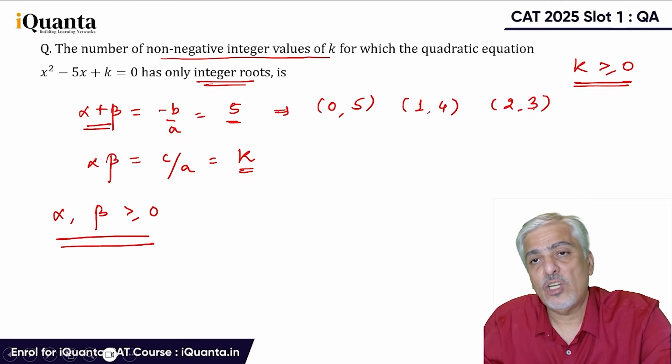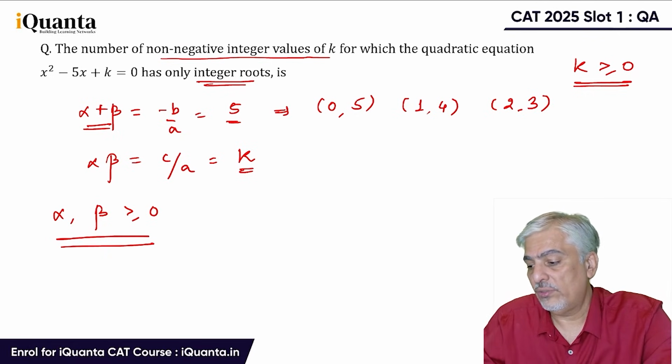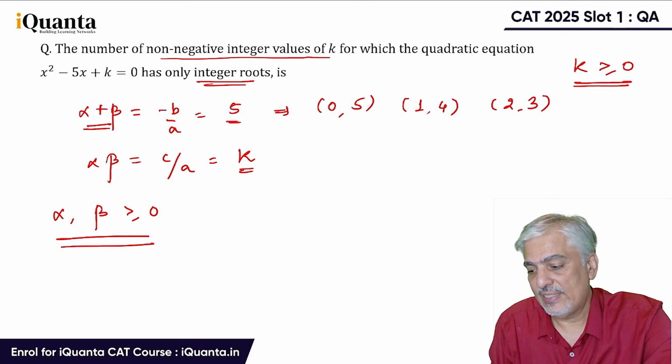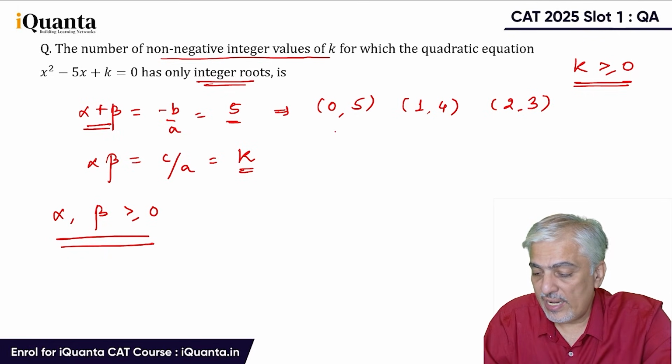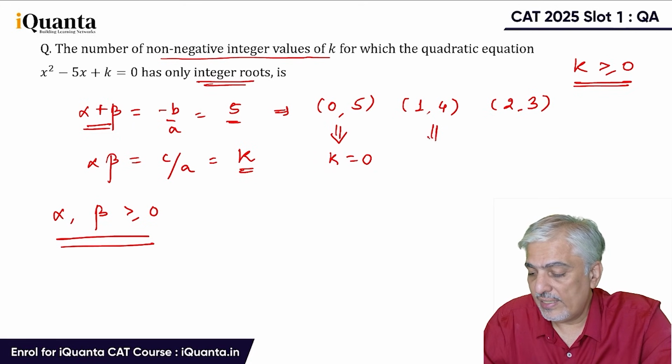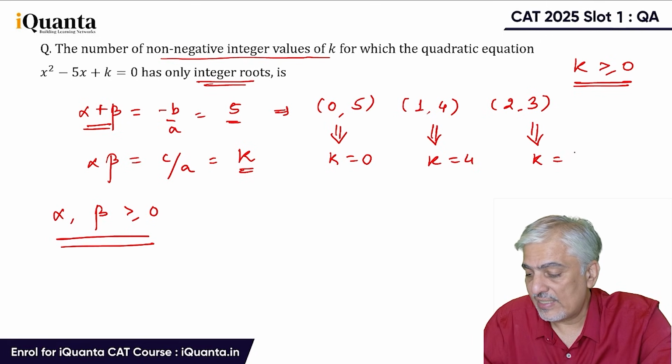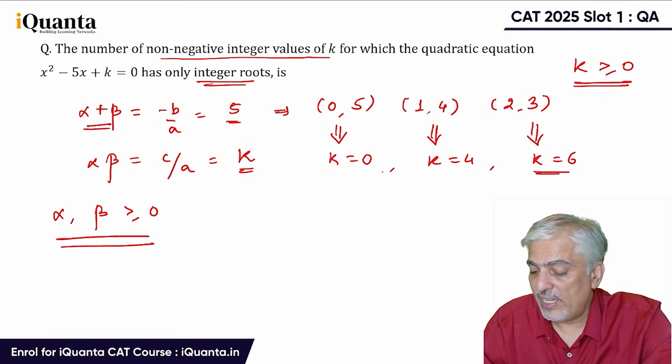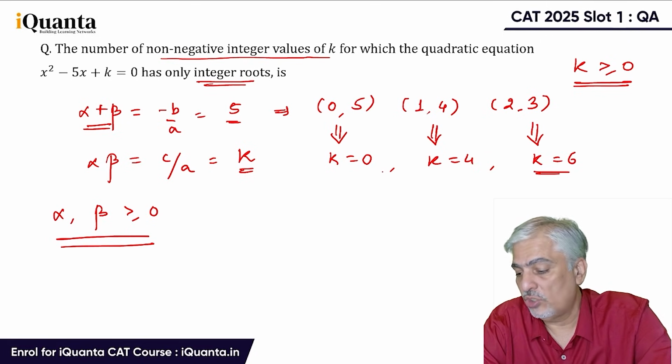Please don't take again 5 comma 0, 4 comma 1 and 3 comma 2, because those will be the same cases. Now what will we get for k? Over here I will get k as 0. Here I will get k as 4. So it is satisfying my conditions, and k is 6. So there are 3 values of k which we are getting over here by this logic.